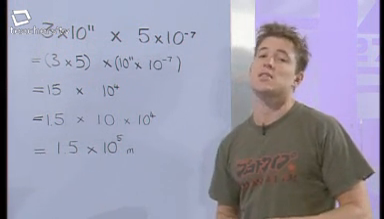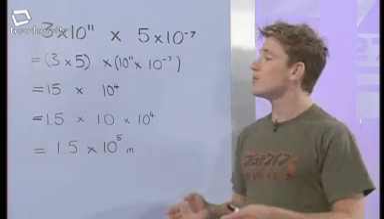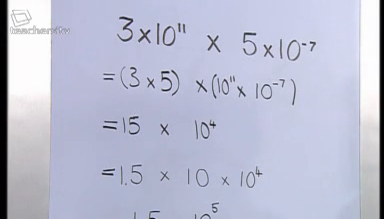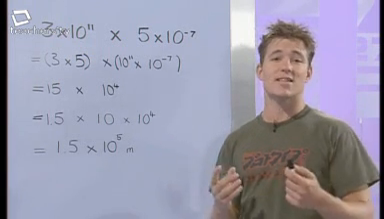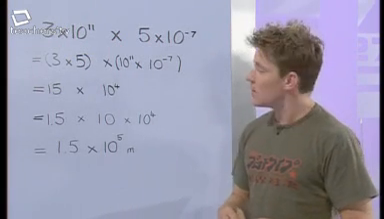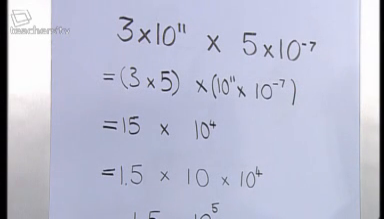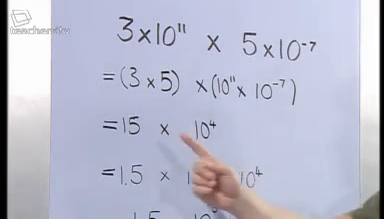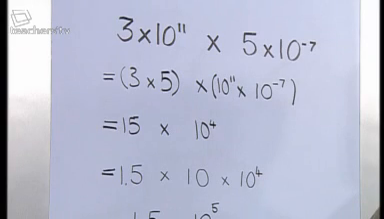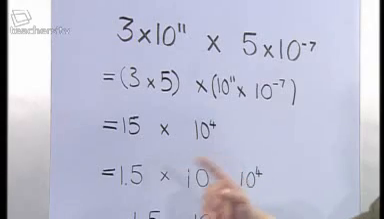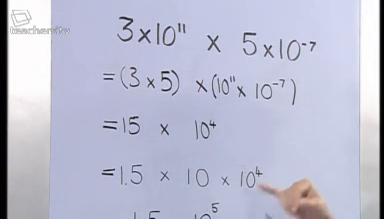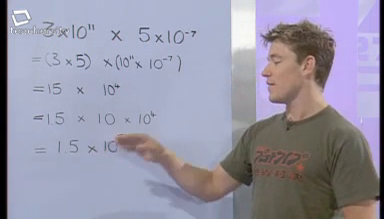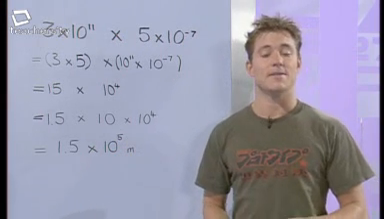First of all, I need to rearrange the sum, putting the number parts together and the powers of 10 together. Next, I multiply the 3 and the 5 to get 15, and then I multiply the powers of 10. To do that, I added the power numbers, that's 11, plus -7, which is 4. So my answer is 15 times 10 to the power of 4. Now this number here is greater than 10, so to put it into standard form, I need to change it to 1.5 times 10 multiplied by 10 to the power of 4. So that means my final answer is 1.5 times 10 to the power of 5 metres.